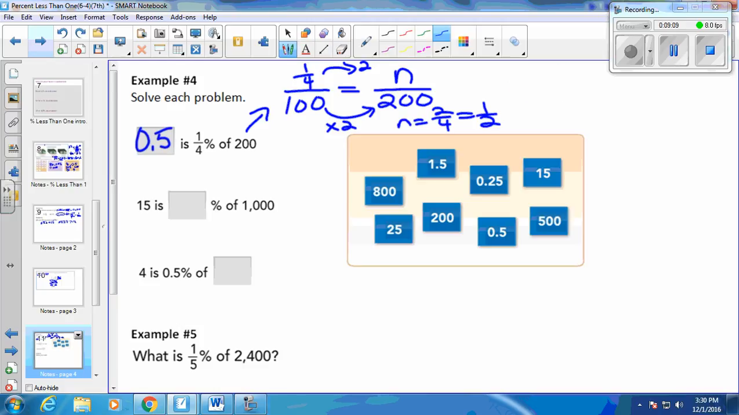So I'd like you to go ahead and try the next 2. Show your work right here for that one, and then for the other one, the 15 is blank, I'm going to show my work over here. Okay, so when you come back, that will all be done.